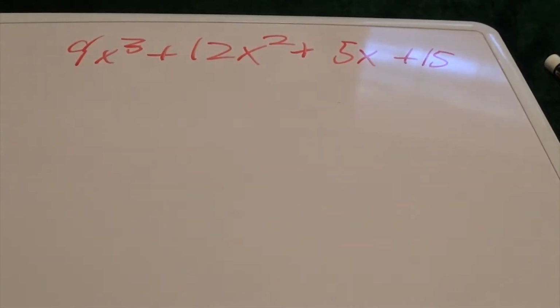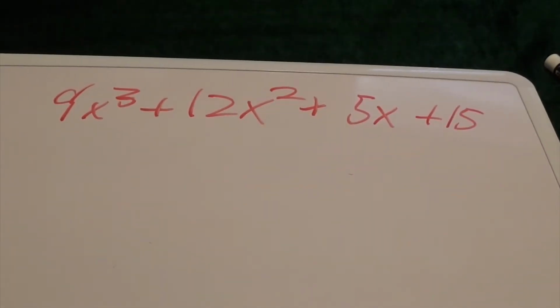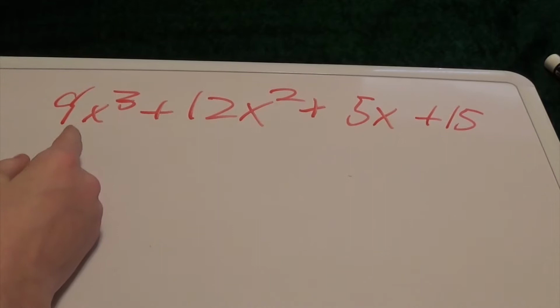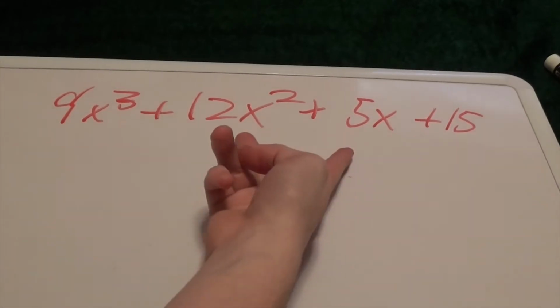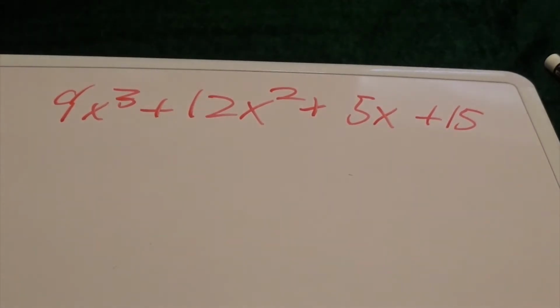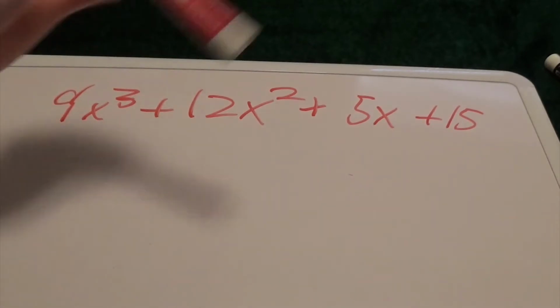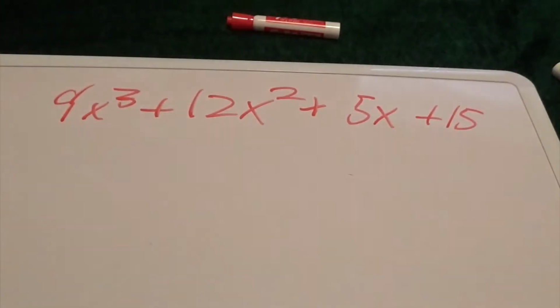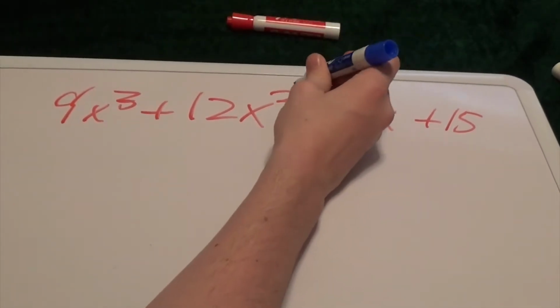Now see this, they all have a different variable. They're not going to have the same thing, like there's no like pairs. So the first step to factoring by grouping is to set them up into 2 groups. Thus, the name, right? Okay.